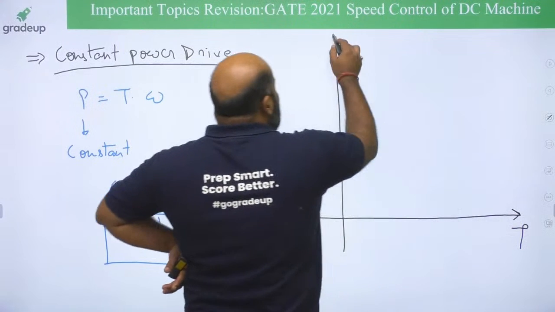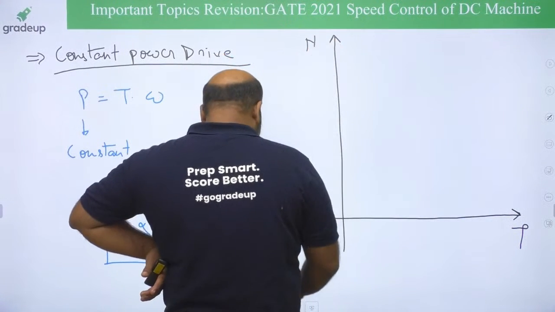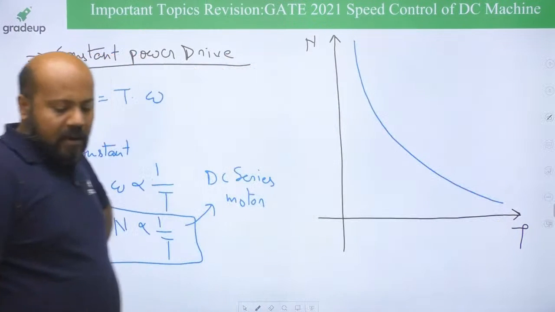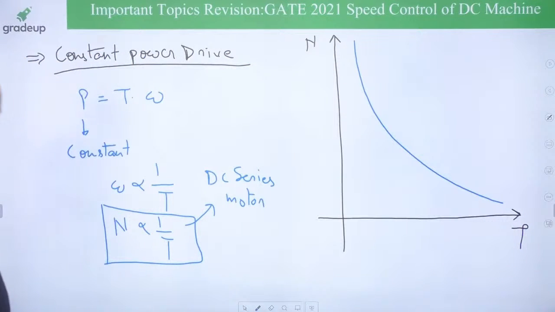This is torque, this is speed, and the characteristic is going to be like this. Everybody just tell me, are you able to follow this or not?